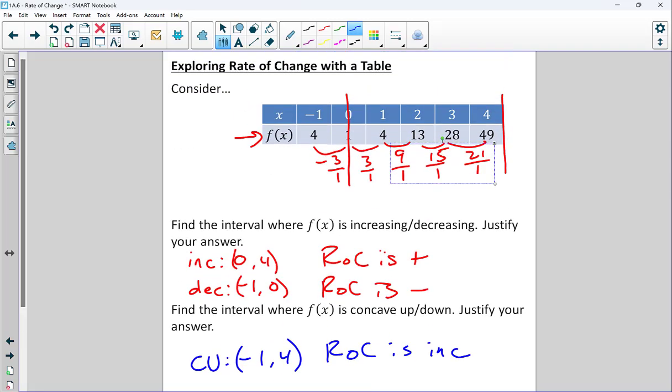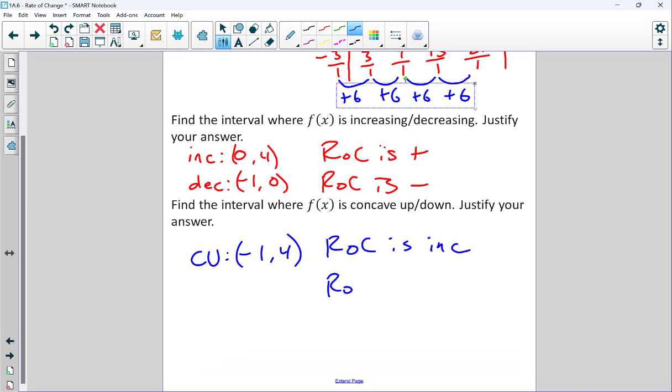I could also remember rate of change is increasing would be the same thing as the rate of the rate of change is positive. If I wanted to, I could have explored the slope of the slopes using the same technique. From negative 3 to 3, I'm adding 6. From 3 to 9, I'm adding 6 again. From 9 to 15, I'm adding 6. From 15 to 21, I'm adding 6. All of those numbers are positive, so I have the rate of the rate of change is positive. This explanation and this explanation say the same thing. You don't need to say both. One or the other is fine.